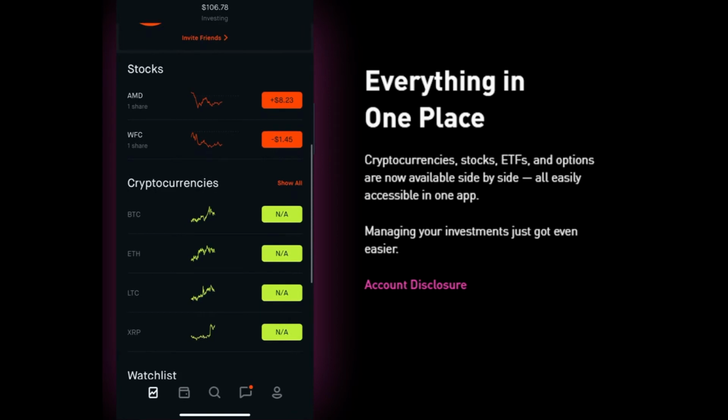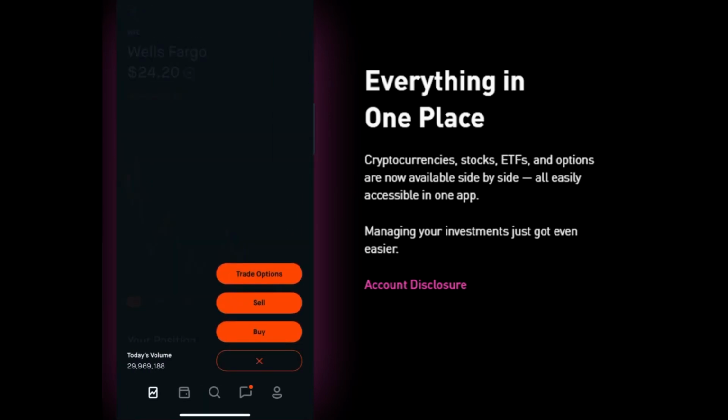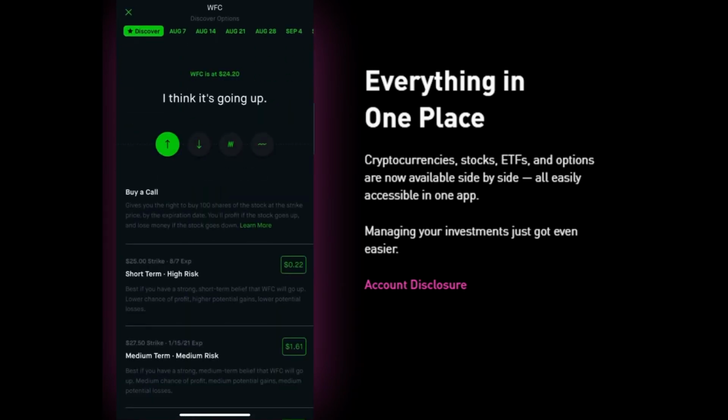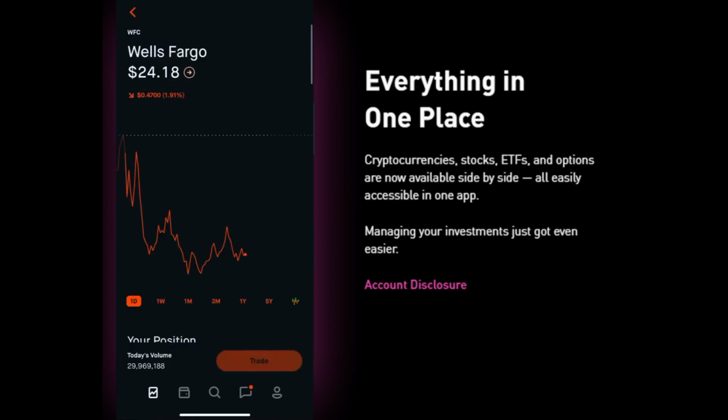Next, let's take a look at the actual buying and selling. Users can search for any stock, ETF, or option for trading. For options, there are different expiration dates. I personally recommend new users not to jump into options too early. In the future, I'll also make another episode explaining option trading.